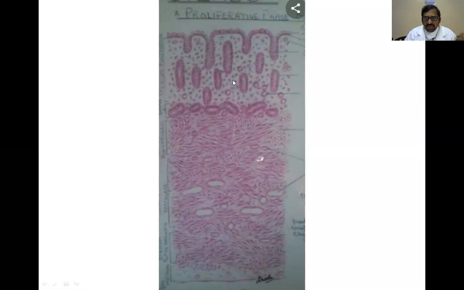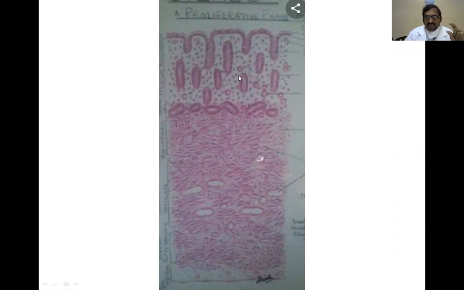And the structure, that is the thickness of the uterine endometrium, is also very, very important. Clinically, normal thickness during the proliferative phase, the thickness of the uterine endometrium is 2 to 3 millimeters.